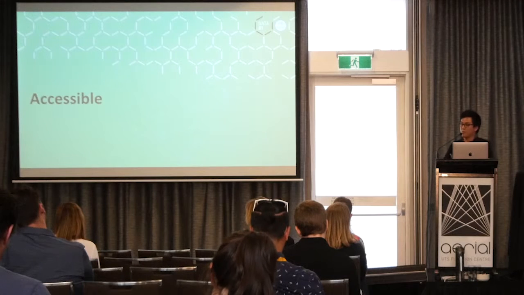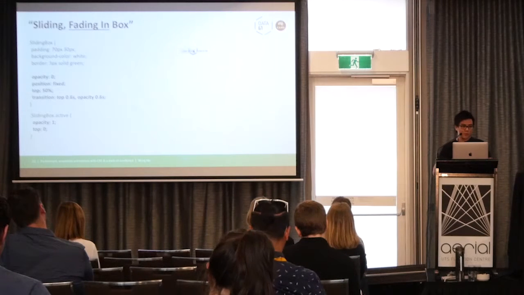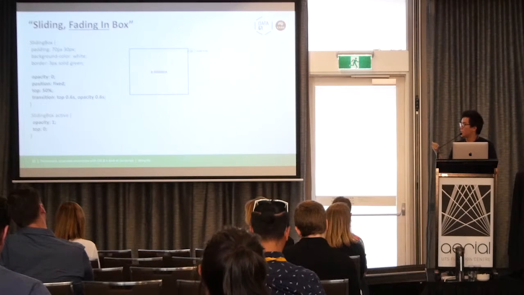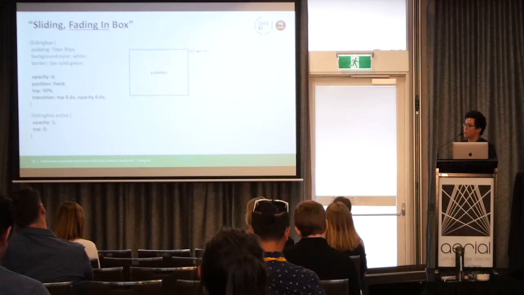So we've covered the performance side of things, and we're all here to learn about how to make things more accessible. If we look back to our sliding box, we can see that we're actually animating the opacity here as well. Does anyone want to take a stab at why that could be problematic?